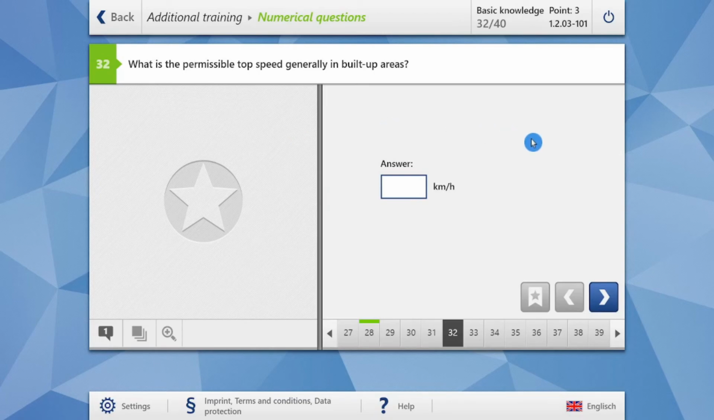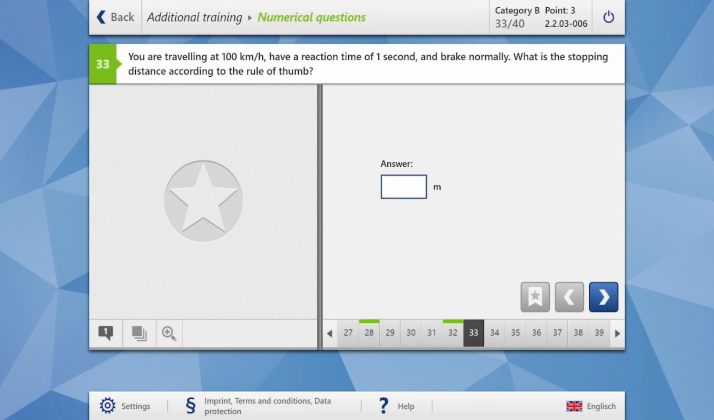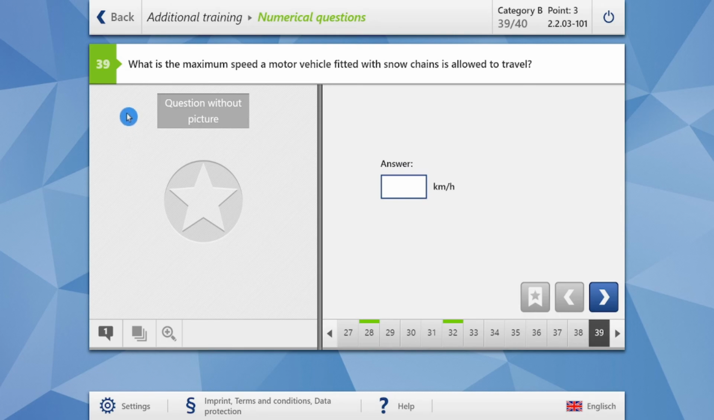Let's look at this question. What is the permissible top speed generally in built up areas? We have looked at tip number 2. This is 50. Okay. Let's look at this question. What is the maximum speed a motor vehicle fitted with snow chains is allowed to travel? Again, tip number 2. That's our answer. Let's go next.